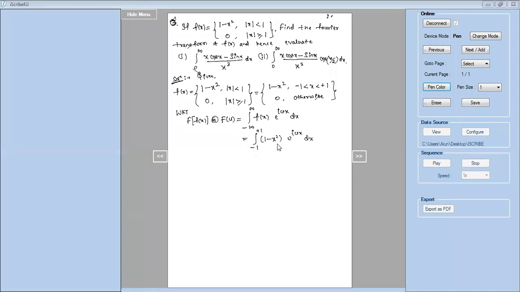Correct? So here, already I told in the last class, when you have a product function, I'm going to use the Bernoulli's rule to integrate this. So let us apply Bernoulli's rule for this. Now while applying Bernoulli's rule of integration, first you have to select u and v, first function and second function. So which is the first function and which is the second function here?